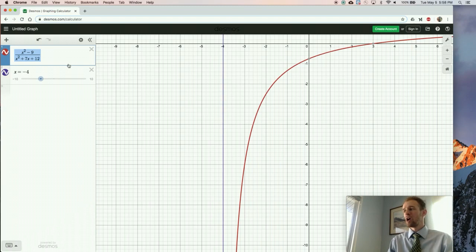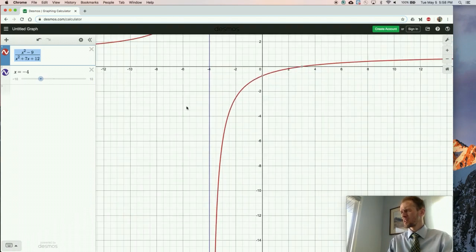Okay, so all you need to do if you needed to come up with a function that had a removable discontinuity is just make sure that a factor of the numerator cancels with the denominator. And if you want to have a non-removable discontinuity, make sure that a factor of the denominator just doesn't cancel with the numerator. Hope that makes sense.